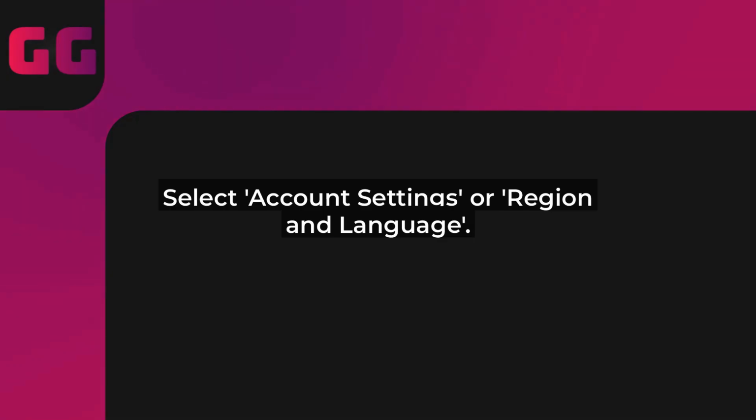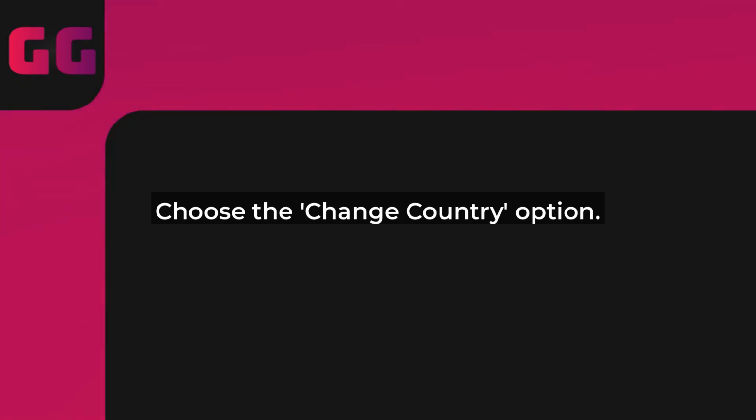Now, navigate to the Settings menu. You'll find this by tapping on your profile icon, usually in the top right or bottom corner of the screen. It looks like a little person silhouette. Once you're in your profile, look for the Account Settings or Region and Language option. In the 2025 version, this is prominently displayed to make things easier.